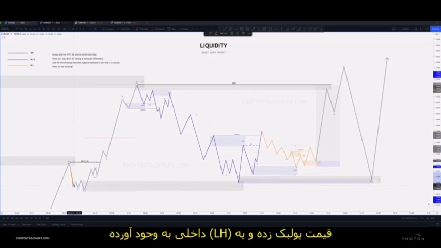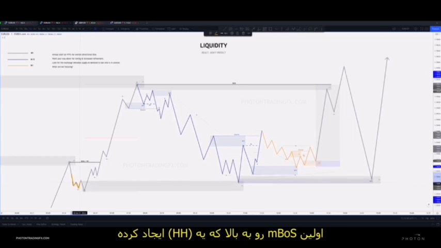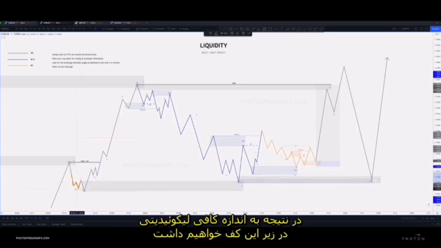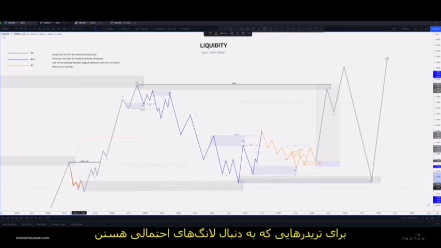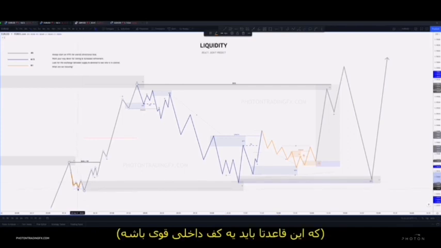So imagine that price is pulling back, it forms an internal lower high, it then takes that low, continuing that bearish internal trend, and then price takes that high, so we get that change of character, that first initial minor breaker structure to the upside, creating a higher high. So that means there will be a decent amount of liquidity below this low, for traders who are looking to potentially get long, or for traders who are looking to sell the breakout of what should be a reasonably strong internal low.